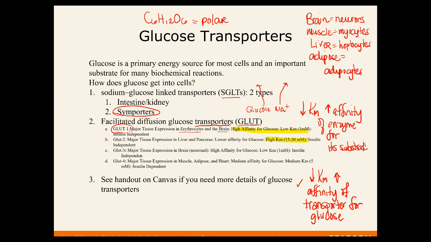So next one, GLUT3 in the brain, high affinity for glucose because of a low Km. And then in the muscle, adipose and heart, medium affinity, so medium Km. The other thing you should note is that the uptake of glucose is dependent on insulin, which is a hormone, and we're going to come back to this.